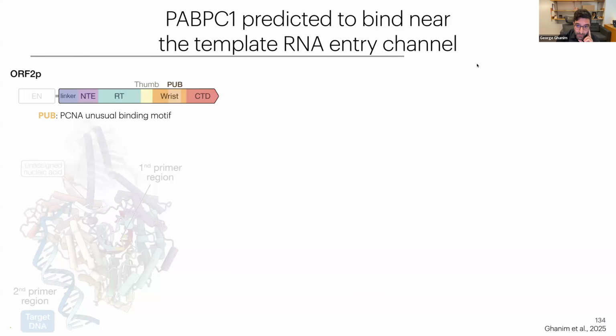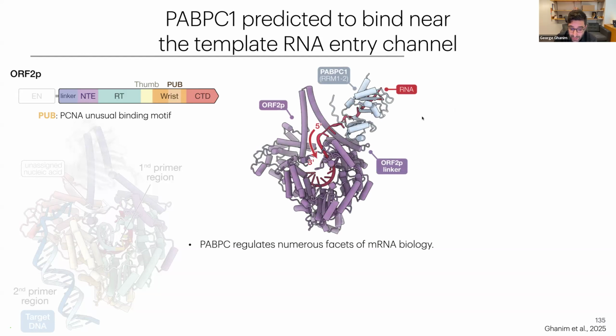Okay, so we also, in our predictions, found that poly-A binding protein seems to bind near the RNA entry channel of ORF2p. And this is the AlphaFold prediction. And poly-A binding protein, or PABPC, regulates really many aspects of mRNA biology. Its stability, its translation, so on and so forth. And poly-A BPC1 belongs to a larger family of poly-A binding proteins.